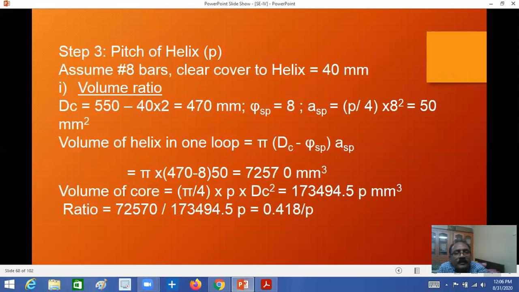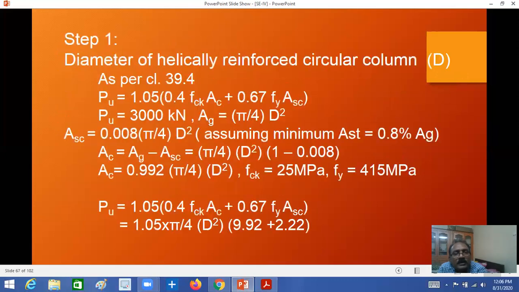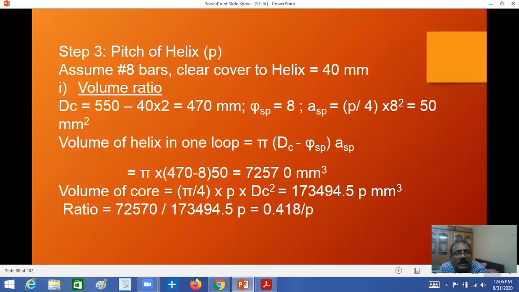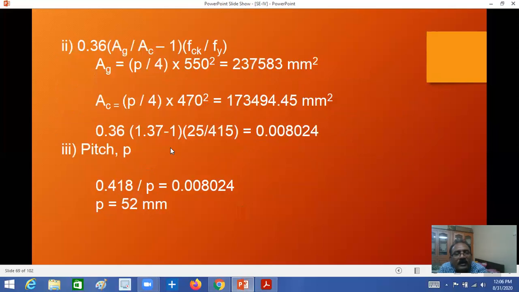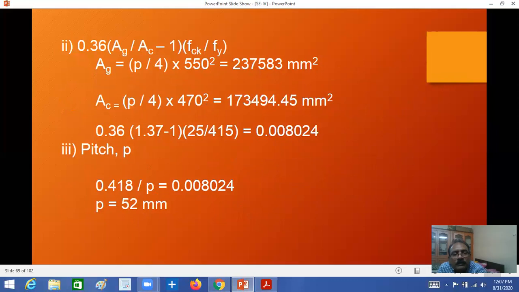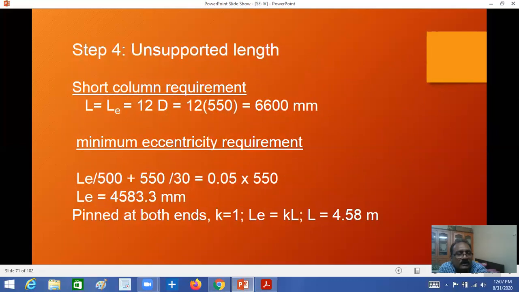See, first we calculated from the equation 1.05, that is, we got the steel required. Then we calculated the volume ratio of one helix loop and the volume of the core, and we calculated AG by AC minus 1 FCK by Fy. This we calculated. As we know, the general pitch given in the problem is 25 mm, but it is not given here, so we have to calculate the pitch here. Pitch is designed for 50 mm here, and check for unsupported length.